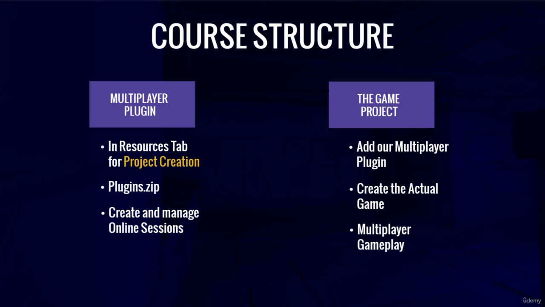So the takeaway here is, if you want to start making the actual game and programming gameplay mechanics, you'll start with the game project, and you'll add the plugin so that your game will be capable of creating online sessions, and you can test with other players across the internet. But if you want to make the plugin first, you'll start the course from the beginning. If you're new to Unreal Engine, I suggest you do the plugin last.